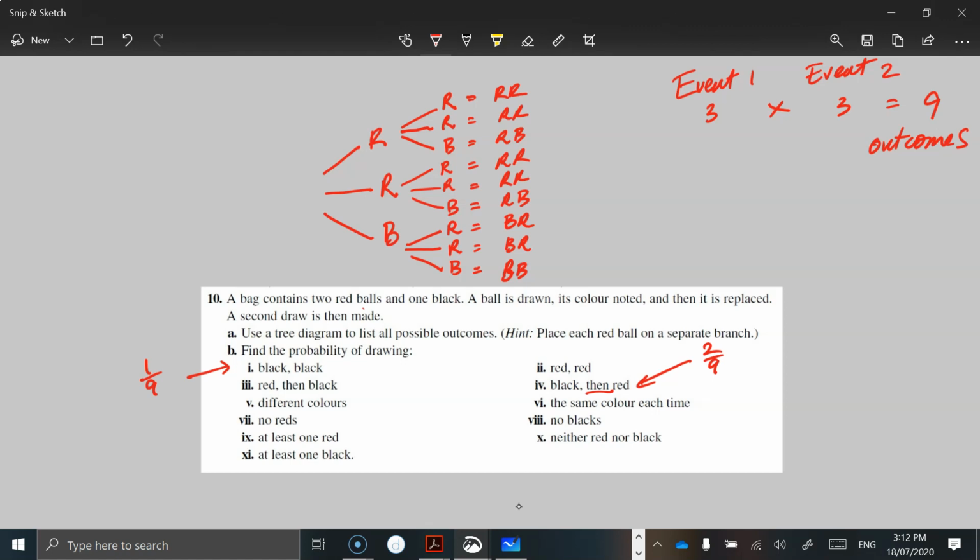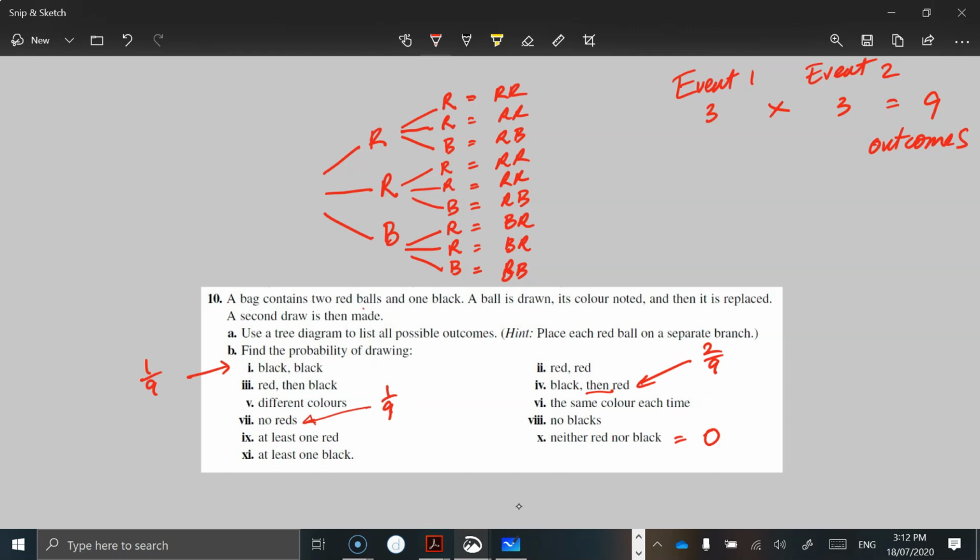If we look at 7, which says no reds, okay, that means it's just anything that is only black. That's only one scenario, okay. And then if we have neither red nor black, well, obviously there's nothing that fits that case. 0. There's no outcome that meets that description.